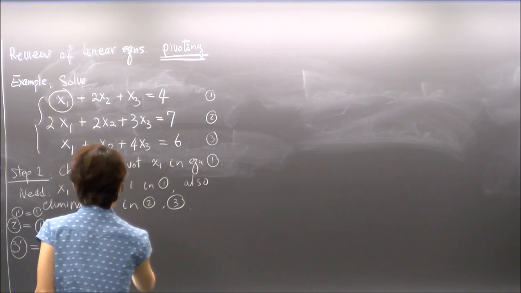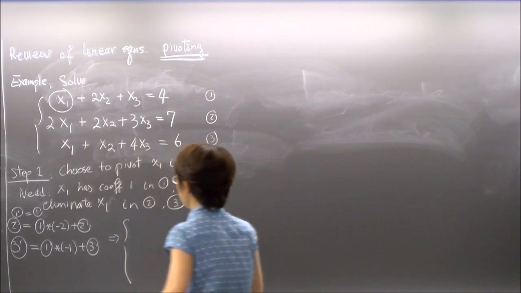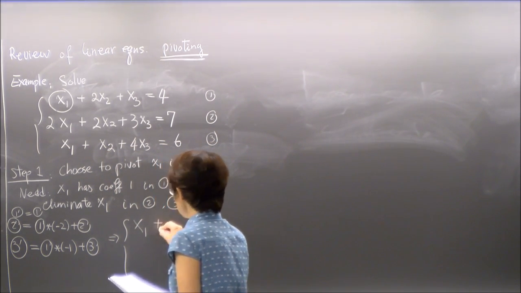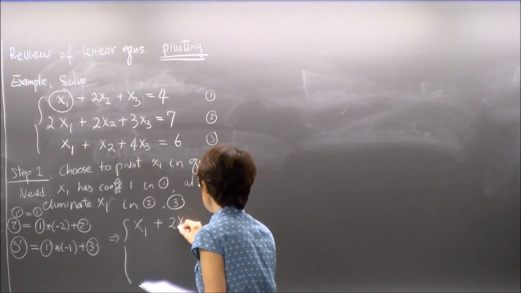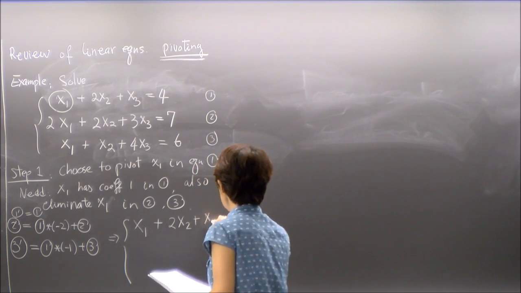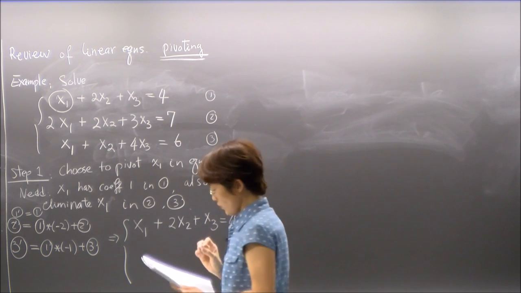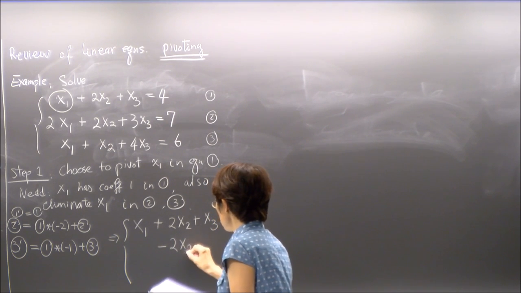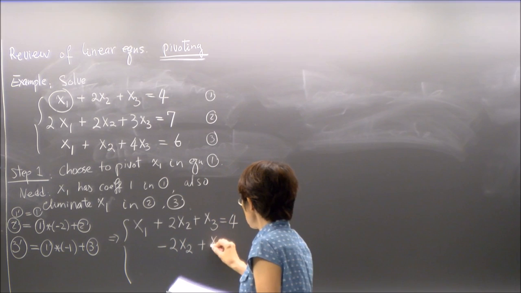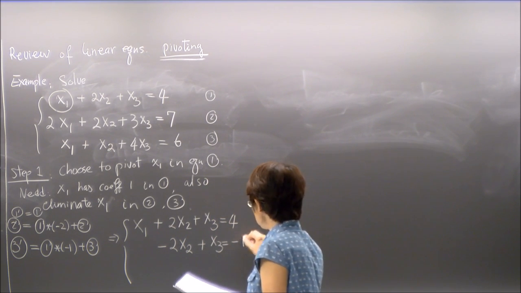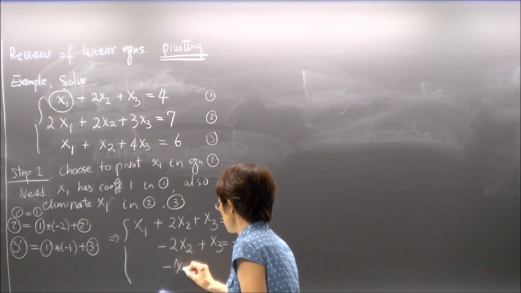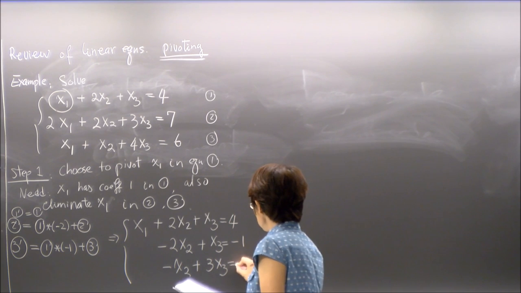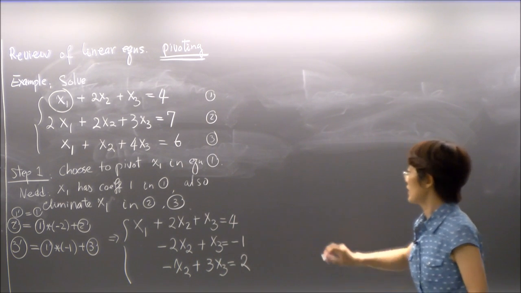Okay, so may I write out what I have in the end? Let me write out these three equations. So I have x1 plus 2x2 plus x3 equals 4. And these two x1s are gone. I have negative 2x2 plus x3 equals negative 1. And negative x2 plus 3x3 equals 2. Okay, so I label them again.